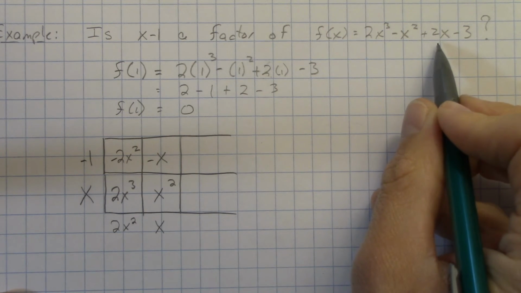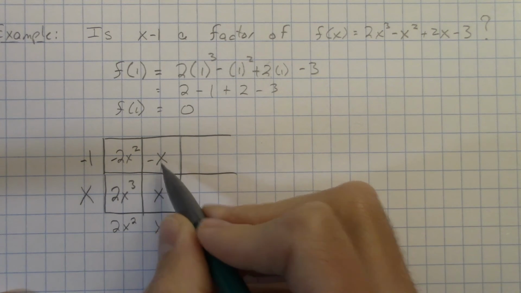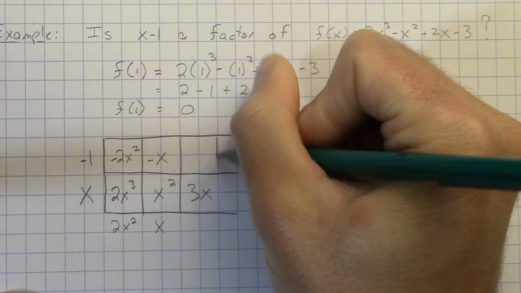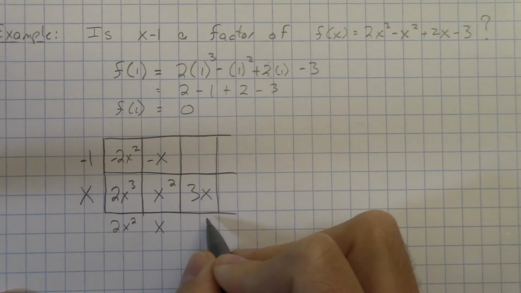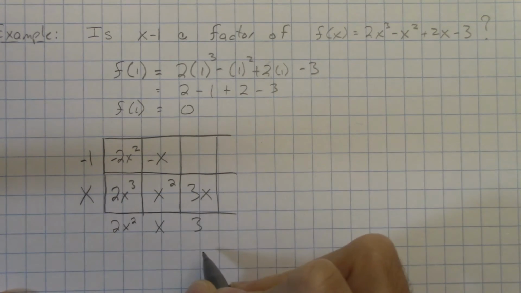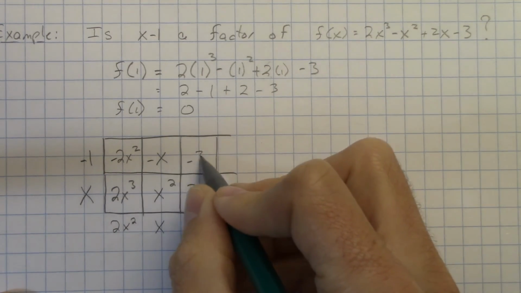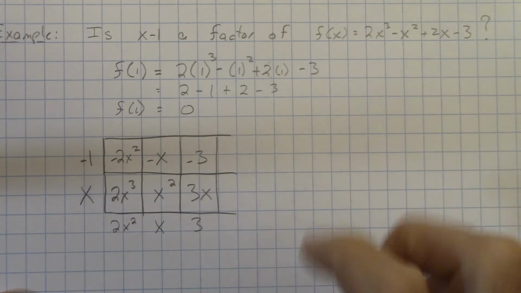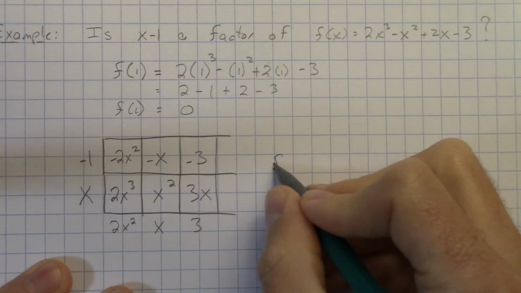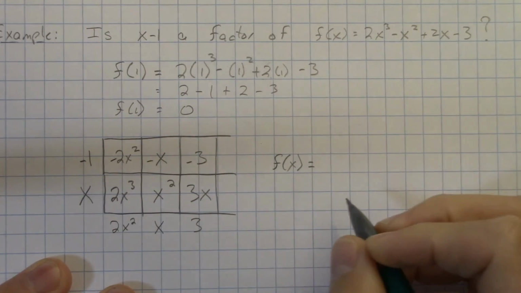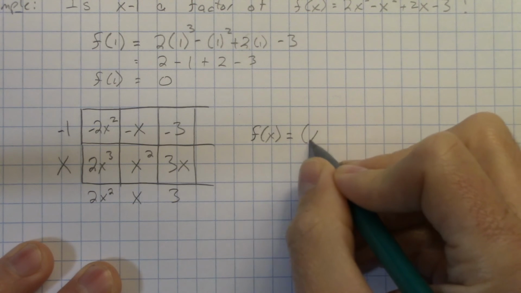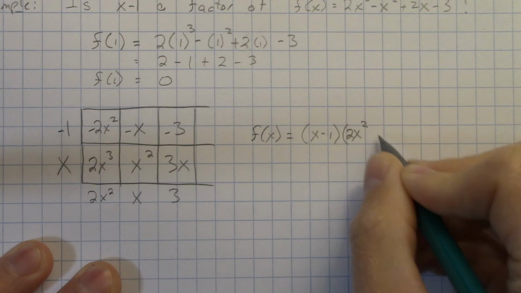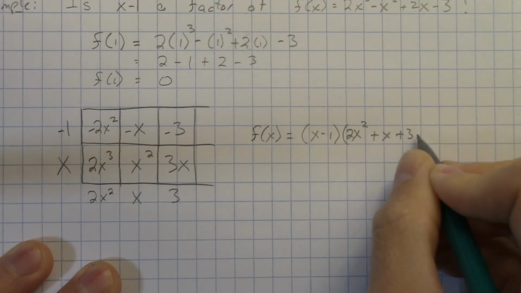I need the 2x term. I've got a negative x, so I need to get 3 x's here. Okay, that means this is going to have to be 3. 3 times x is 3x, certainly. 3 times -1 is -3. And look at that, it worked out really nicely. Every term is represented. So what that means is f of x is factored. It's in factored form would be x minus 1 times 2x squared plus x plus 3.